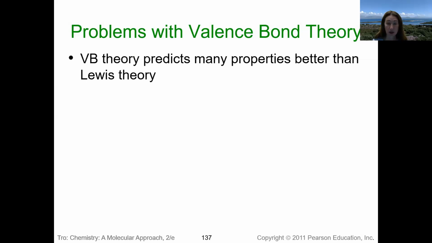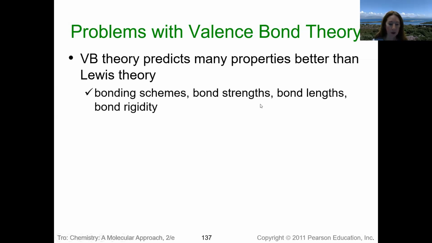Now, this is what we did with valence bond theory. But valence bond theory predicts properties better than Lewis. Remember, when we just started with Lewis structures, there were problems with them because they kept saying things had to be like 90 degrees. And so then we used hybridization to better describe how it is.